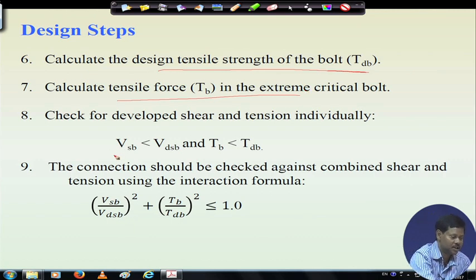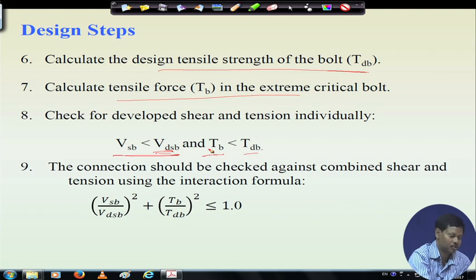We have to individually check that the shear force developed on a particular bolt should be less than the design shear strength of the bolt, and similarly the tensile force developed on the bolt should be less than the tensile strength of the bolt. So, individually it has to be less. If it is not less, then we have to increase the number of bolts or the diameter of the bolt to make sure these conditions are satisfied.